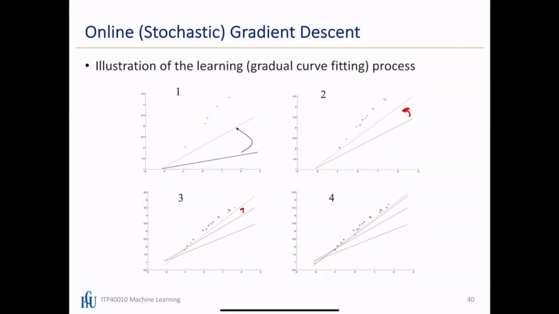So that was just an explanation of the online gradient descent algorithm, or stochastic gradient descent algorithm.